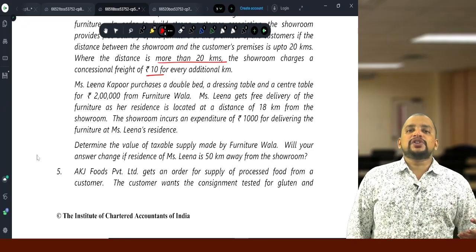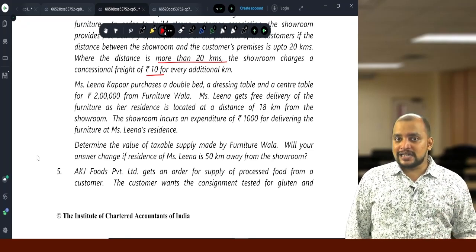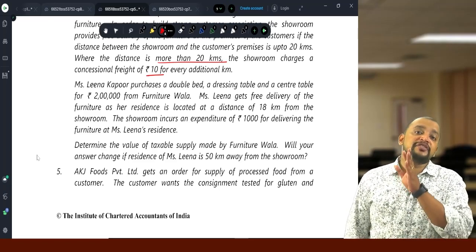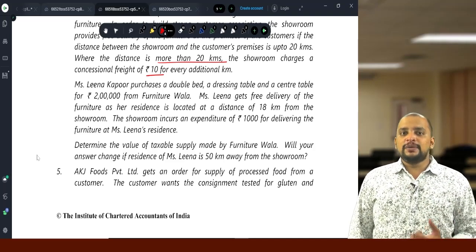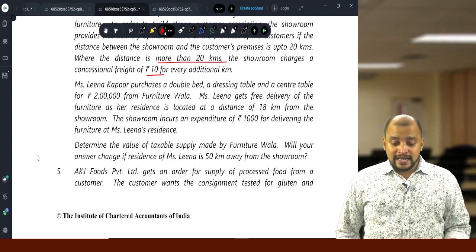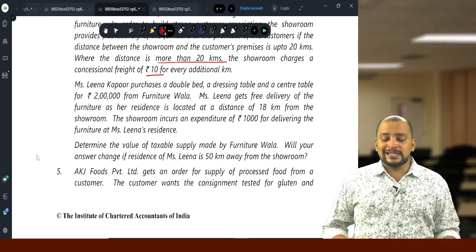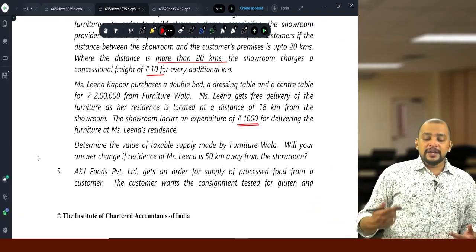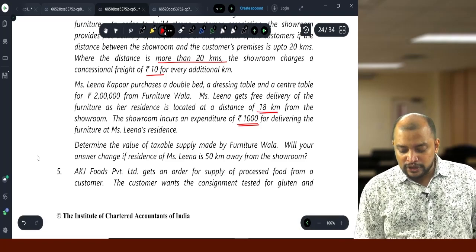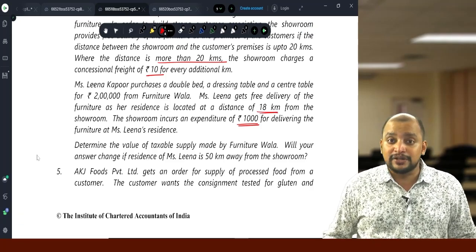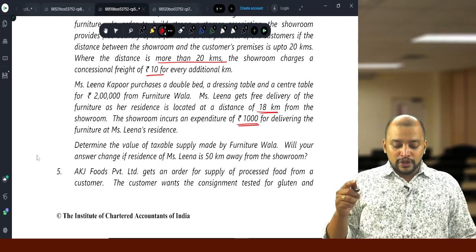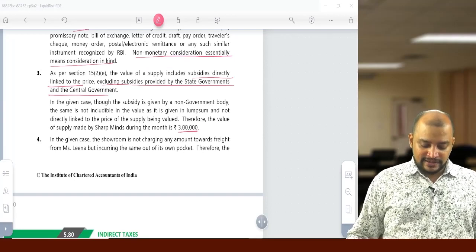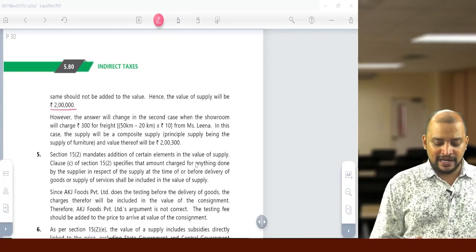So we have an inclusion, section 15 subsection 2 clause C says that any expenditure incurred by the supplier and charged to the recipient before or at the time of delivery of goods will be included in the value. In this case, the supplier is incurring an expenditure of 1000 rupees, but they are not charging it to the recipient. Why? Because as the distance is within 20 kilometers, they are giving free delivery. In that case, this 1000 rupees will not be included in the value. So we will take only 2 lakhs as the value in this case. So only 2 lakhs will be taken.